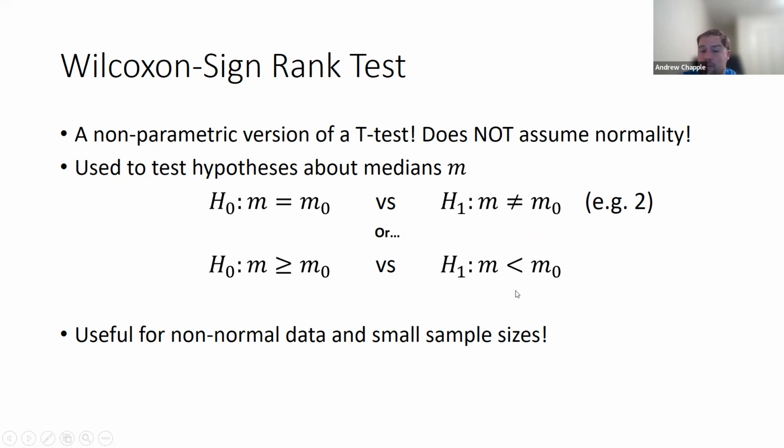It's useful for non-normal data and small sample sizes. So if you have a small sample size, I would say under 100, and by default, you should use a Wilcoxon rank sum test, sign rank test again.